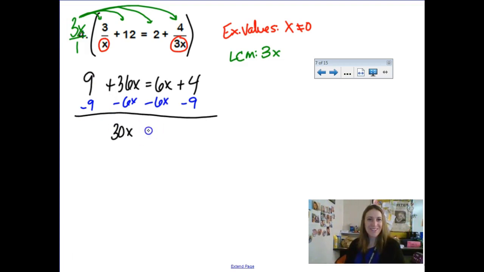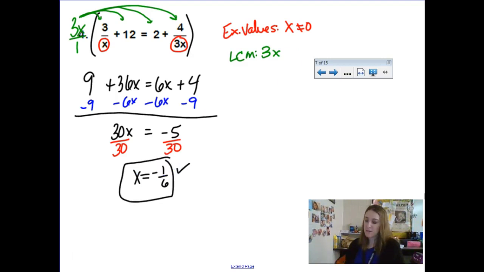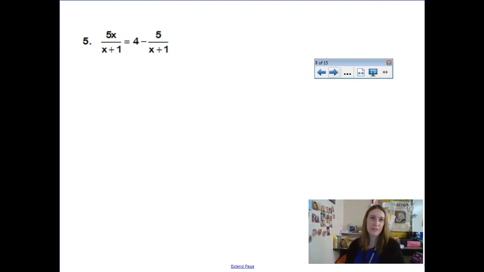All right, 30x equals, oh gosh, let's see, -5. Now this is where my dyslexia gets me in trouble because I start looking at these numbers and going, -6 is the answer, but we're dividing by 30, so it's actually a fraction. And you end up with x equals -1/6, which is not my excluded value of 0, so I'm going to keep that answer. So far, so good. There are some exciting problems coming up.